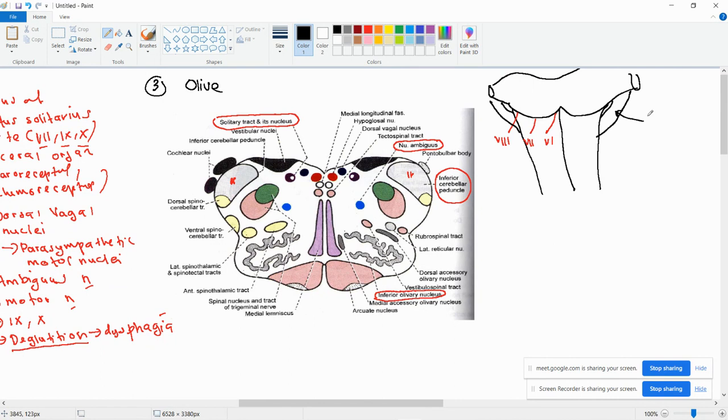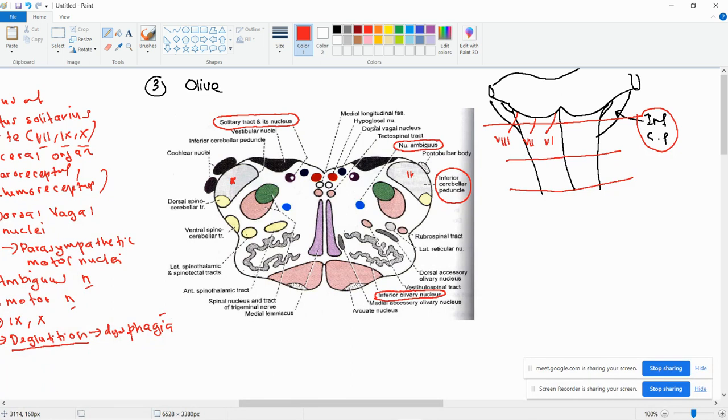So this is called the inferior cerebellar peduncles. You can see this peduncle only at the upper part of the medulla. If we cut at the sensory decussation or at the pyramid decussation, you cannot see these inferior cerebellar peduncles. Only at the olive can you see these inferior cerebellar peduncles.